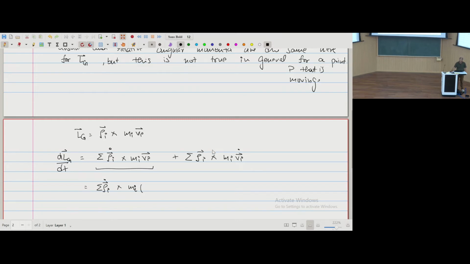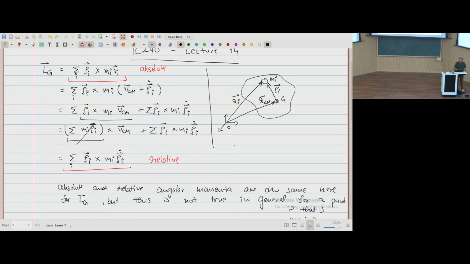If I look at my figure again, this one, so V_i is V_cm plus rho_i dot.